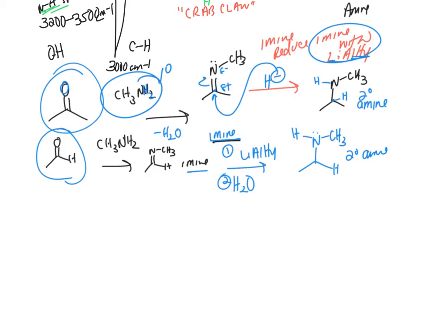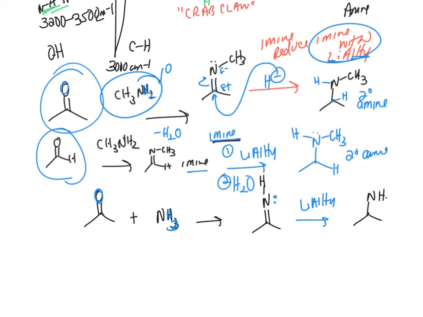So if you have a ketone or an aldehyde, and you react this with ammonia, you lose water, oxygen, NH2, and H3. So you lose one of these hydrogens, and you have a lone pair. And then you can reduce this with lithium aluminum hydride, NH2. And that gives you a primary amine.